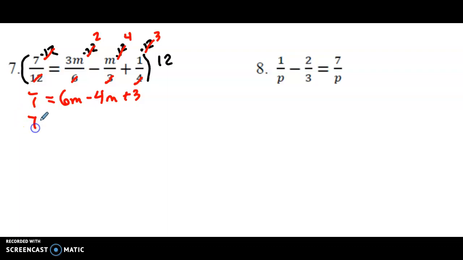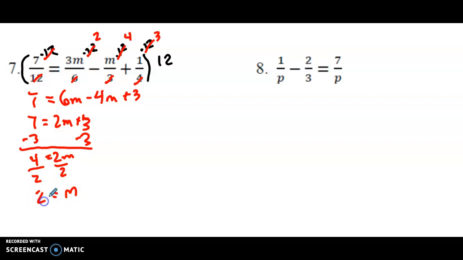We have to combine our like terms. Get rid of the 3. I was getting the answer in my head there. Divide by 2. M equals 2. And then we're going to check for our excluded values. There are no variables in the denominator, so there's no excluded value. The answer to this problem is 2.